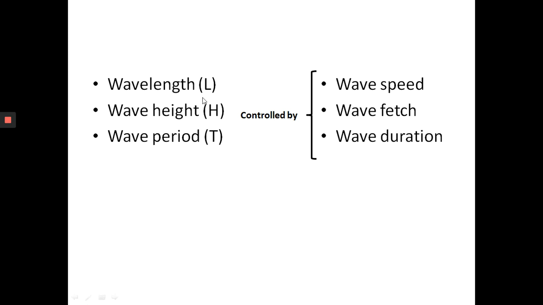So these terms, wavelength, wave height, wave period, describe the wave, and these characteristics are controlled by things like the speed at which the wind is blowing, the distance of the wave fetch, and also how long the wind is blowing. So this wave duration, all these control these characteristics, how big or small the waves will become.